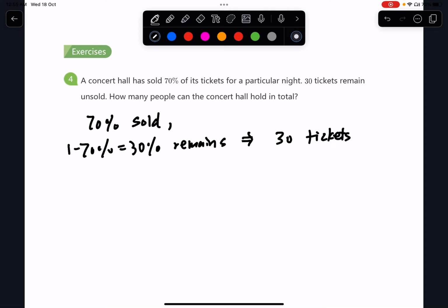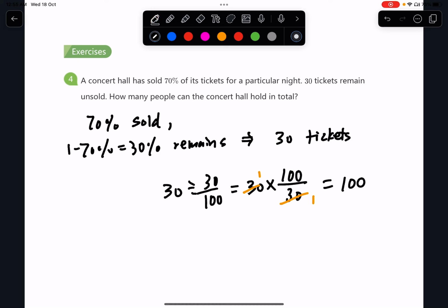So if you don't understand it, we can do the calculation. 30 is the part, right? So 30 is the part. I have to divide it by the corresponding fraction. And the corresponding fraction is 30%, which is 30 out of 100. So I divide it by 30 out of 100. And when you do division, you keep the first number, flip the next number, and turn the division into multiplication. And you can see that 30 and 30 can be cancelled out. So the answer is 100. So in total, there are 100 people in the concert hall.